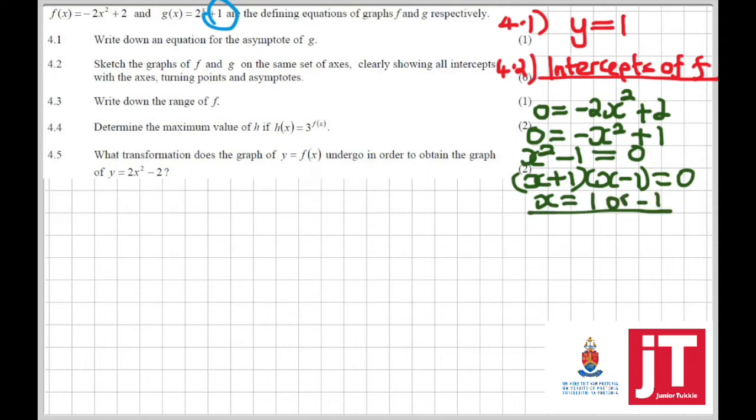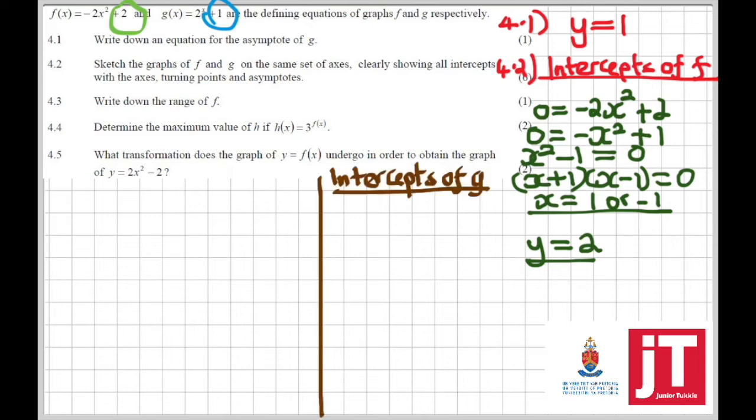Without a doubt, we know that our y-intercept is equivalent to our q value. From the function, we know that the q value is 2. Therefore, y is equal to 2. That's our y-intercept. We move on to the intercepts of g. With g, again our y-intercept is the q value, which is that 1 circled in blue. So y is equal to 1.